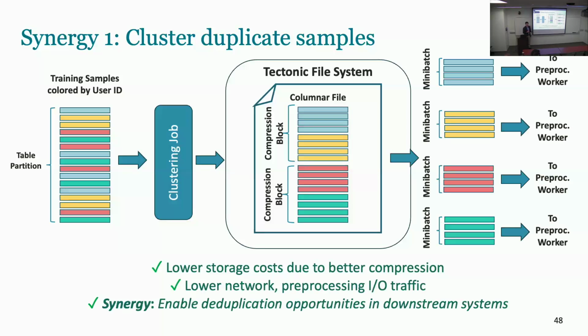But the real key benefit here is this idea of synergy. By grouping together all these duplicate samples into mini batches, we're able to leverage that in downstream components, because now we have that entire view of duplicate data that we want to see.